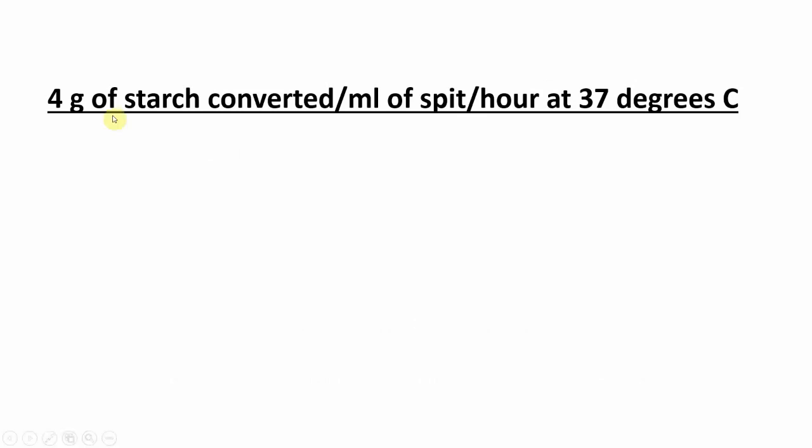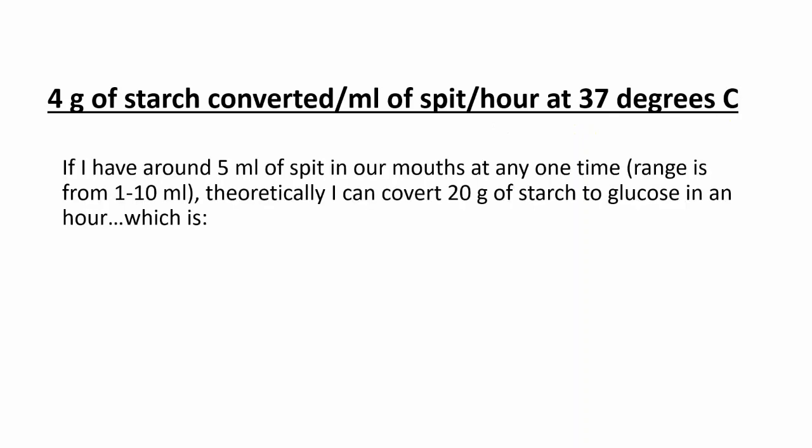All right, so you should have got to the solution of 4 grams of starch converted to glucose per milliliter of spit per hour at 37 degrees C. This sounds like quite a bit of starch from my spit. So if I have around 5 milliliters of spit in our mouths at any one time, and this was a Google search, so the range for a normal person is 1 to 10 milliliters, and I'm feeling pretty average today, so I'll say I had 5 milliliters of spit in my mouth today. Theoretically, I can convert 20 grams of starch to glucose in an hour, which still sounds really good.